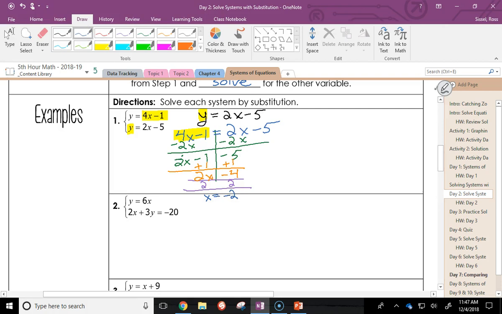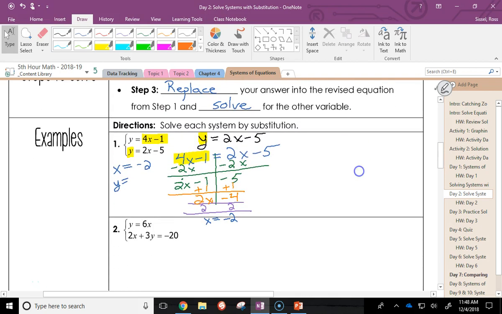Okay, so not too bad. I mean, we've done this. We've tested over how to solve equations. So I'm going to go over here and I'm going to write x equals negative 2. I still need to find out what y equals.